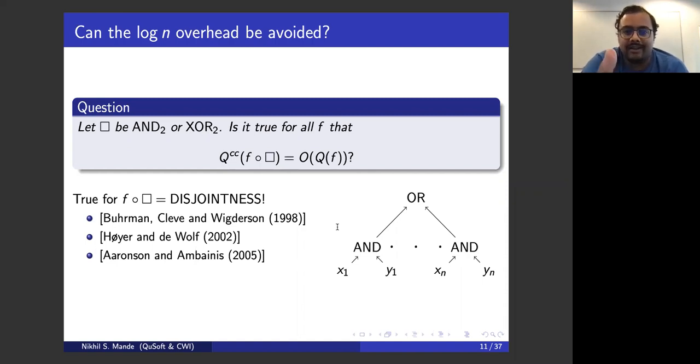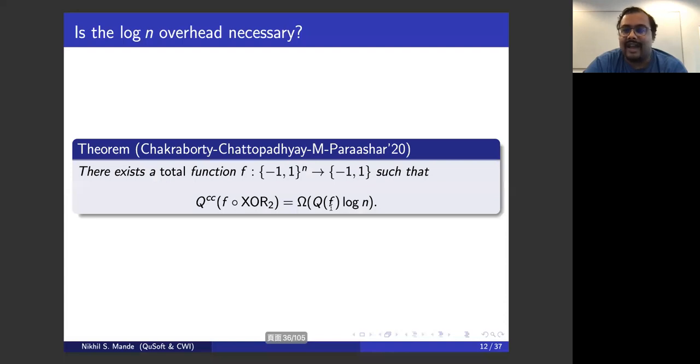So it's feasible that for all Boolean functions, this log n overhead is avoidable. Until last year, that is, when we exhibited a Boolean function for which this log n factor overhead is necessary. However, this is a very specific function and it works only when the inner gadget is XOR. And the purpose of this work, what I'm talking about today, is to get a more fine-grained understanding of when this log n overhead is necessary and when it is avoidable.